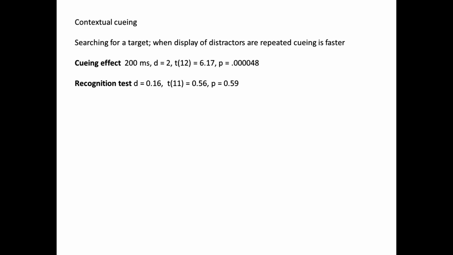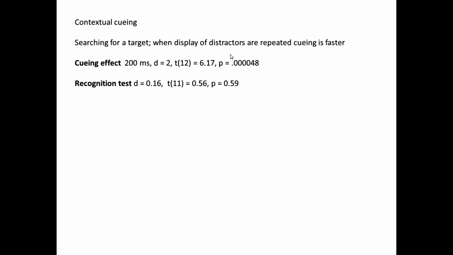Now to give another example to illustrate why I would always go with raw effect sizes. This is contextual cueing. It's an implicit learning experiment where you search for a target and some of the distractor displays are repeated. People are faster to find the target when the distractor display is repeated rather than new, so you get a reaction time savings from old displays. Not terribly surprising. The claim is it's implicit because if you ask people to recognize whether an old distractor display is old compared to a new display, they can be non-significantly different from chance on a recognition test.